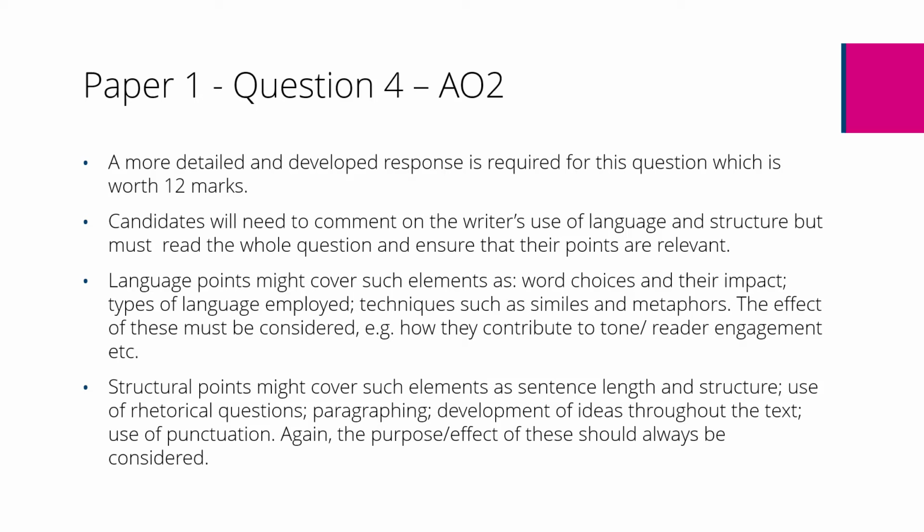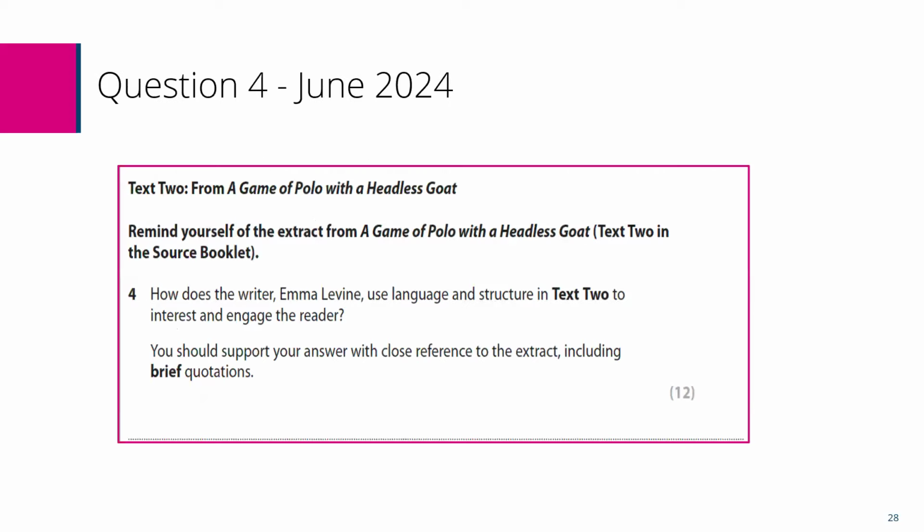So the question in the June 2024 paper, as I said earlier, the anthology text chosen was A Game of Polo with a Headless Goat, and candidates were told to remind themselves of the extract, text 2 in the source booklet. How does the writer, Emma Levine, use language and structure in text 2 to interest and engage the reader? You should support your answer with close reference to the extract, including brief quotations. So that was what they were asked to do.